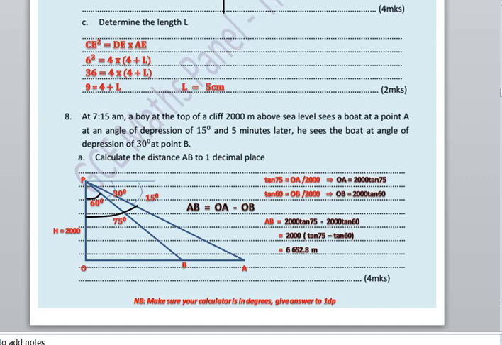What are we actually doing here? To look for AB, we know that AB can be given by the distance from O to A minus the distance from O to B. So that's what we are doing. AB is equal to OA minus OB. So we are looking for OA and for OB. When you get the difference, that will give us AB.